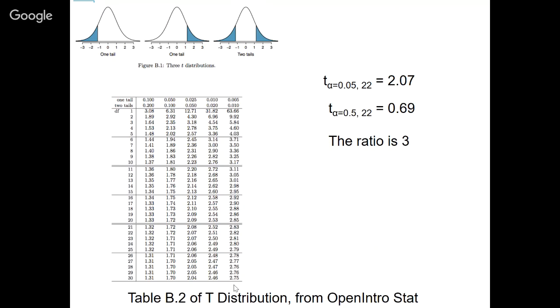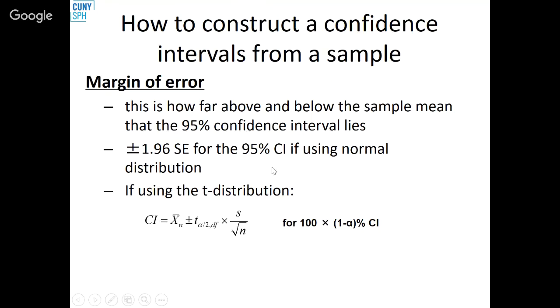So that's the key thing: with the t-distribution, this is S, which means it's an estimate from the sample. When using the z-distribution, this was a sigma, which means a parameter that is known for the population.